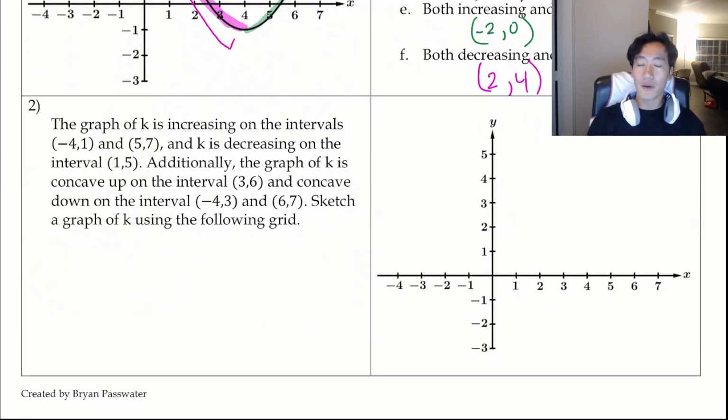Now here's number 2. This one I would say is a slightly harder problem out of what we're doing right now. We're given a graph with a lot of different characteristics that they're describing, so I'm going to read it out and we'll tackle each piece one at a time. It says the graph of k is increasing on the intervals of -4 to 1 and 5 to 7. And k is decreasing on the intervals 1 to 5. Additionally, the graph of k is concave up on intervals 3 to 6 and concave down on intervals of -4 to 3 and 6 to 7. Sketch a graph of k using the following grid.